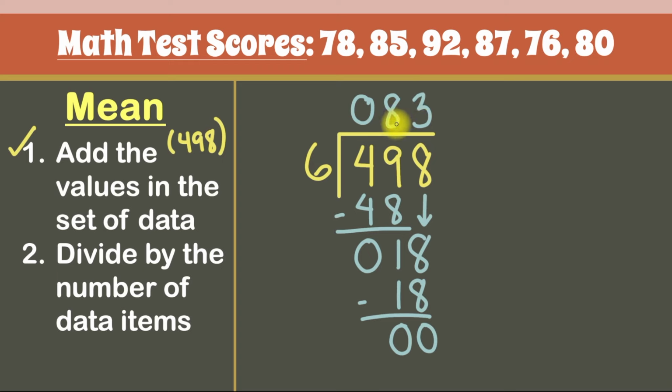Which makes total sense. Our lowest number was 76, and our highest number was 92. The mean tends to be in the middle. It can be lower than our lowest, 76, and it can be higher than our highest, which is 92. So it's in the range of our data, and that's exactly what we want. It means our mean is very reasonable. And since we're talking about math test scores, let's put that in our answer. So we'll say the mean for the math test scores is 83.